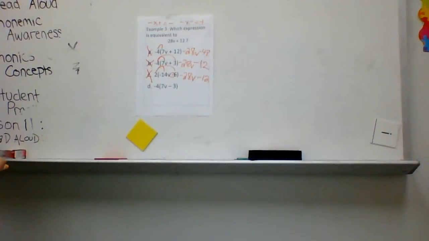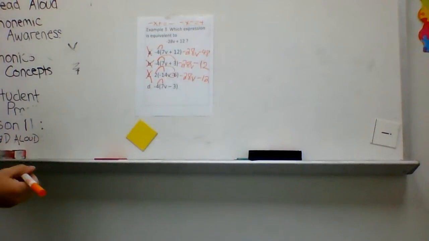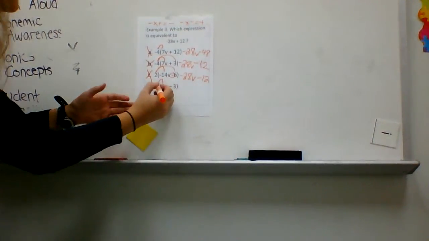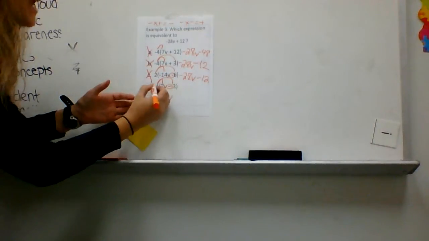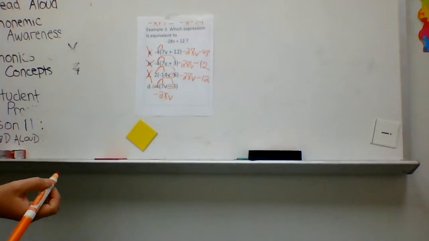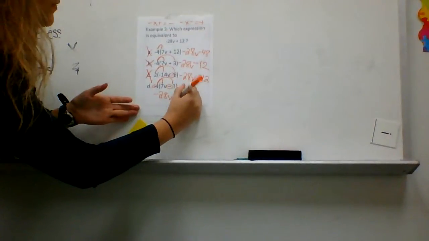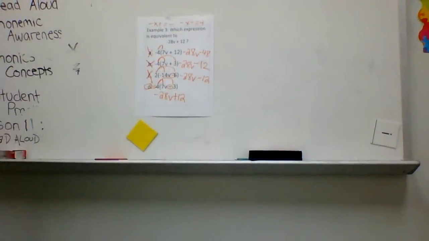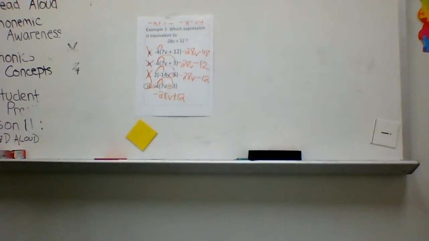So D must be the correct answer, but to be a good scholar, we're just going to check. A negative 4 times a positive 7 gives me a negative 28v. And a negative 4 times a negative 3. A negative times a negative will make a positive 12. Negative 28v plus 12. D matches my original expression. Hit pause on this video. Try the next problem on your own. Which expression is equivalent to 24h minus 12? Hit play when you finish that.